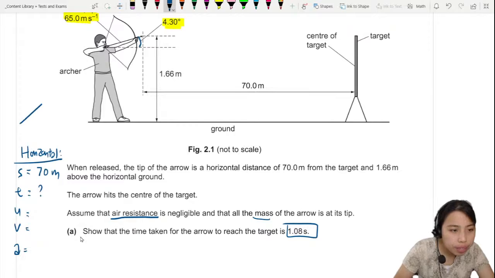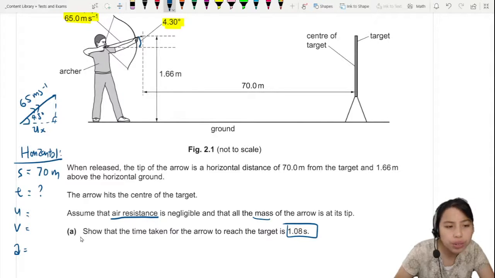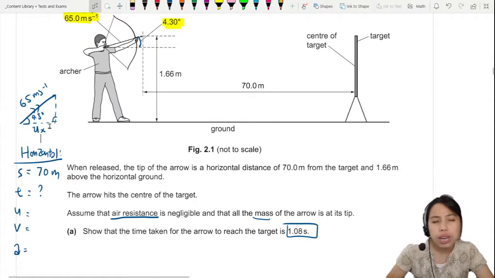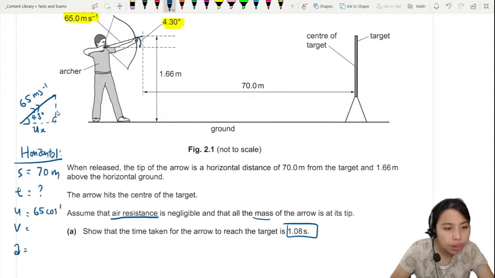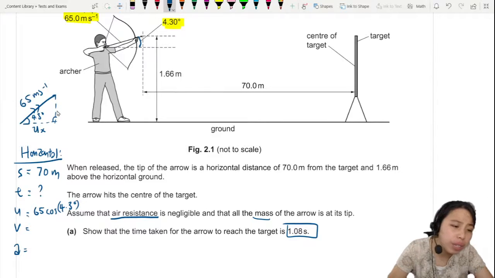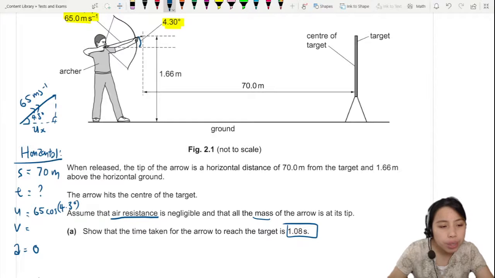We want to find this horizontal component of velocity. So you're going to launch it at 65 meters per second at an angle of 4.3 degrees. So your horizontal velocity is this ux over there, which is adjacent over hypotenuse, cosine. So we go 65 cos 4.3. Velocity? I don't know. Acceleration, horizontal? I don't have. Zero. Okay. So it looks like we have enough information to use STUVA for the horizontal.